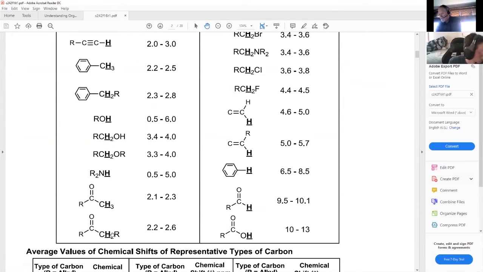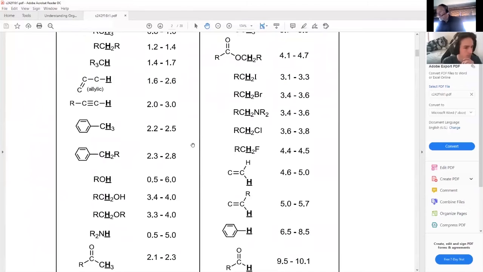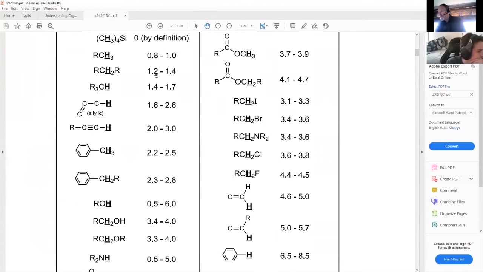I would say the CH2 one's a little closer, although the range is almost the same, isn't it? So 2.2 to 2.6, H attached to a C that's alpha to a carbonyl. So 2.2 to 2.6 fits that category as well. Normal RCH2R, that's if there's nothing special going on. Normal, that's like a baseline we're talking about here. RCH2R is closer to 1.2 to 1.4.